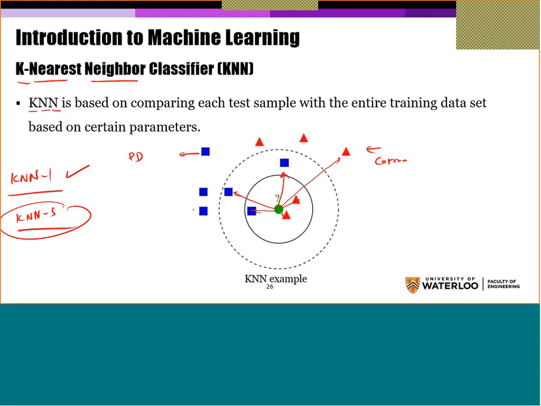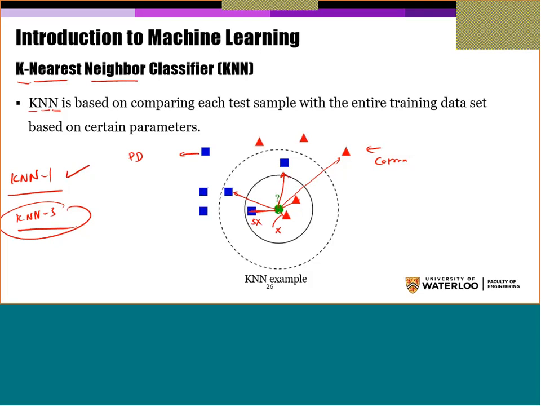I will take the distance between this new data point that I don't know and the nearest one from corona, and see the distance. Let's say the distance is x. And then I will take the nearest distance between this and the blue class, which is this one. This may be 3x. So it is closest to this one, so I will say this is corona.